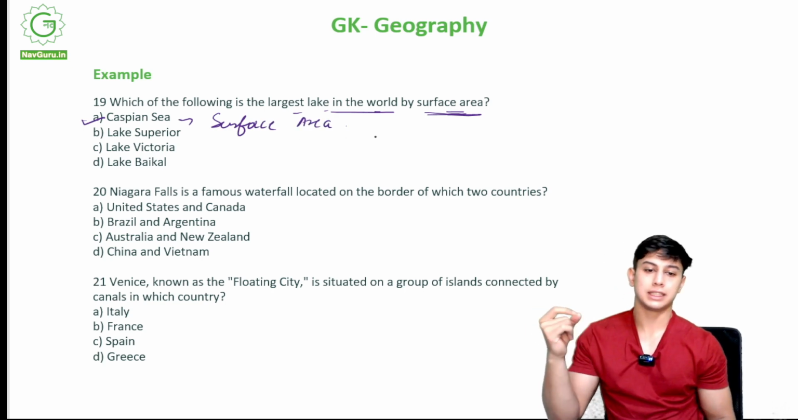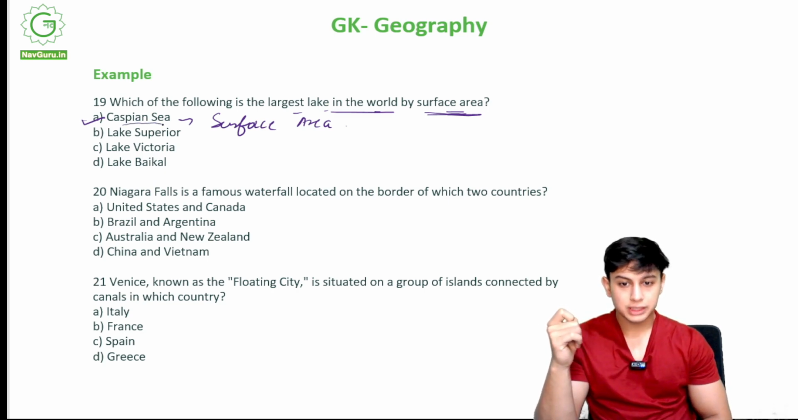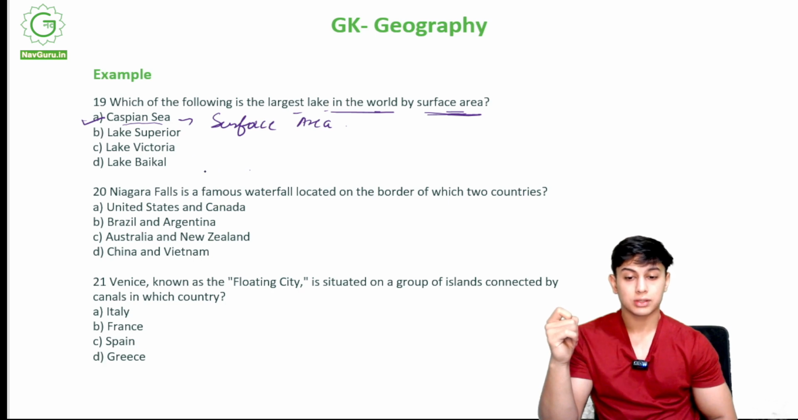Very far stretched lake. Okay. Its name is Caspian Sea, but it is a lake. Because it has the largest surface area, it is called a sea. Okay, but it is a lake.